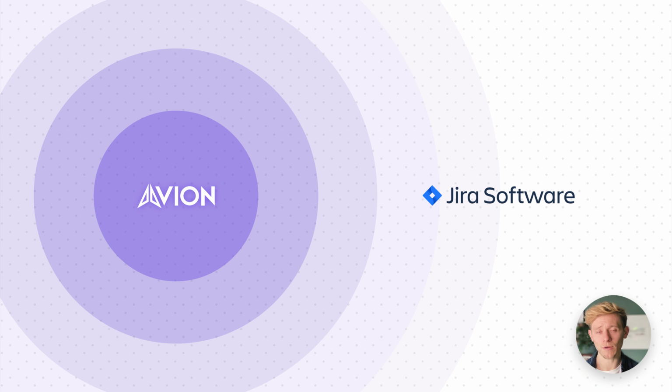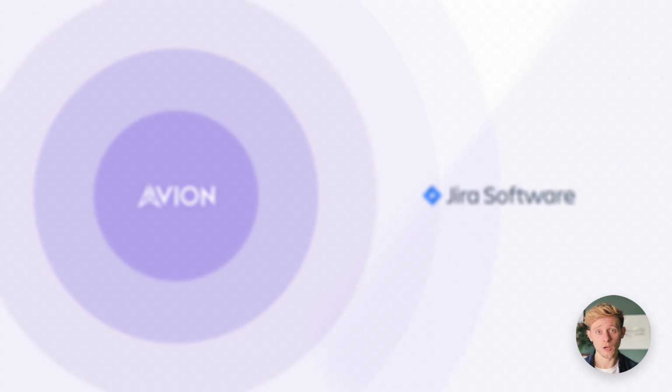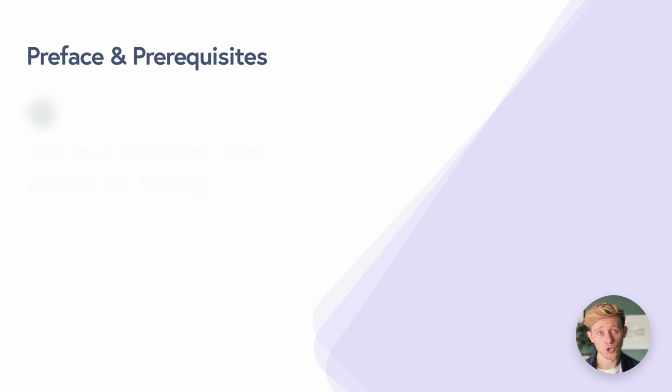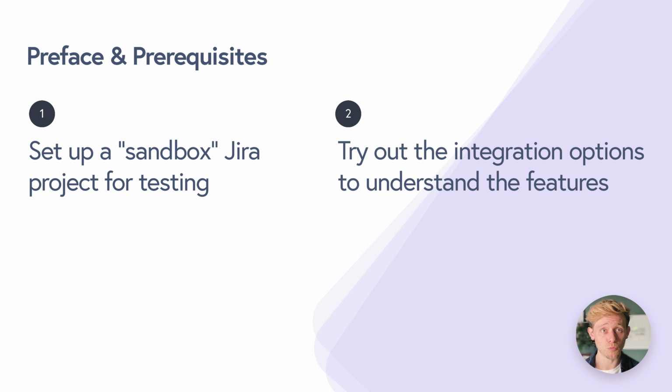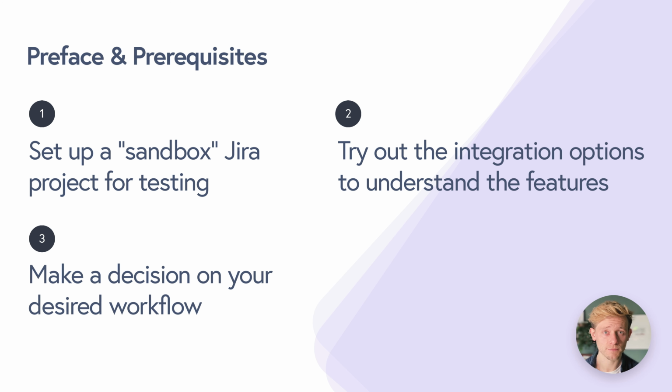Most of the principles outlined in this video apply to our other backlog integrations, such as Azure DevOps, GitHub, and Trello. Now, I want to preface this video. Always test your Avion integration in a sandbox environment first. You shouldn't connect Avion to your production Jira projects until you are 100% happy with how the integration works and how you can get the best from it. So, make sure you create a test project in Jira first.